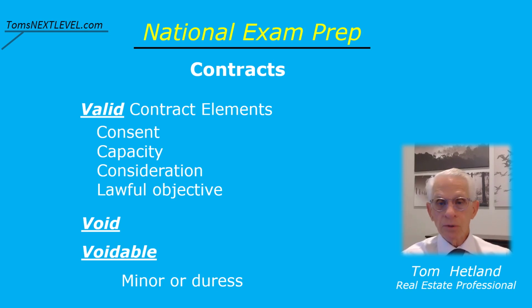But that also means they could do what? They could go forward with the contract if they wanted to. Is it legal in the United States for minors to buy property? Sure, they can do that. So if you see voidable on a test and you see either a minor or duress in the question, then the correct answer to that question is going to be a voidable contract. Not automatically void and not automatically valid.